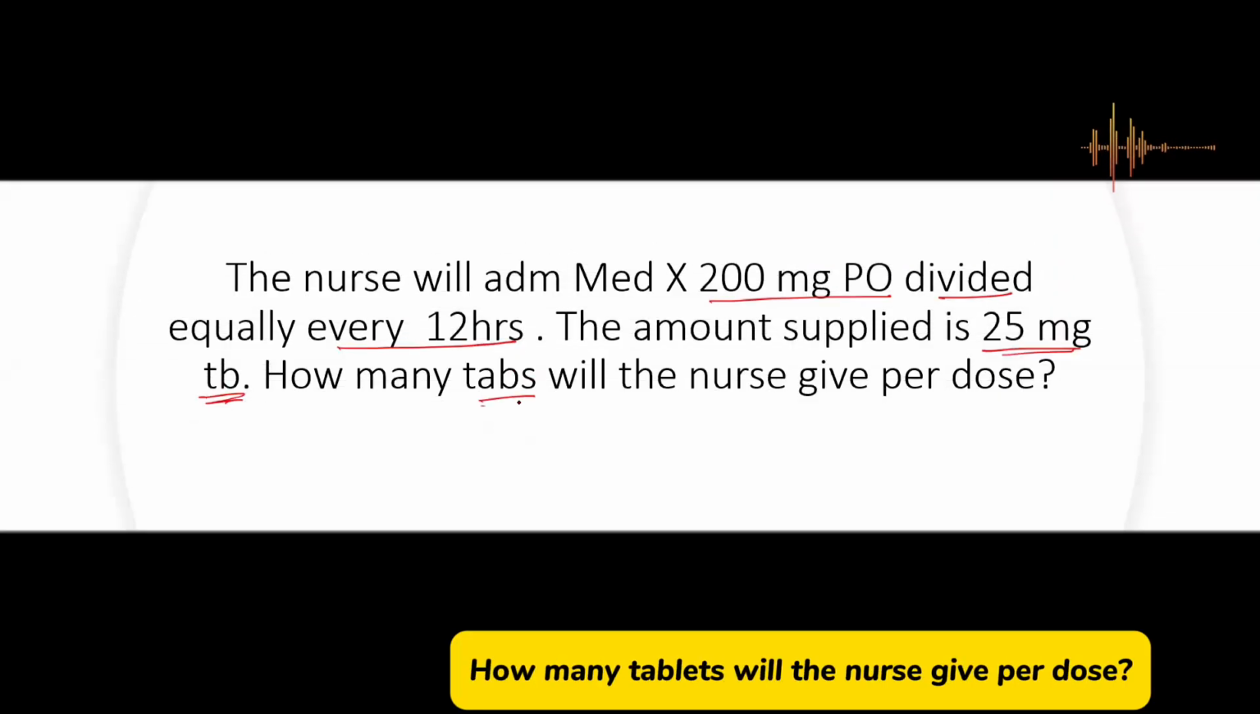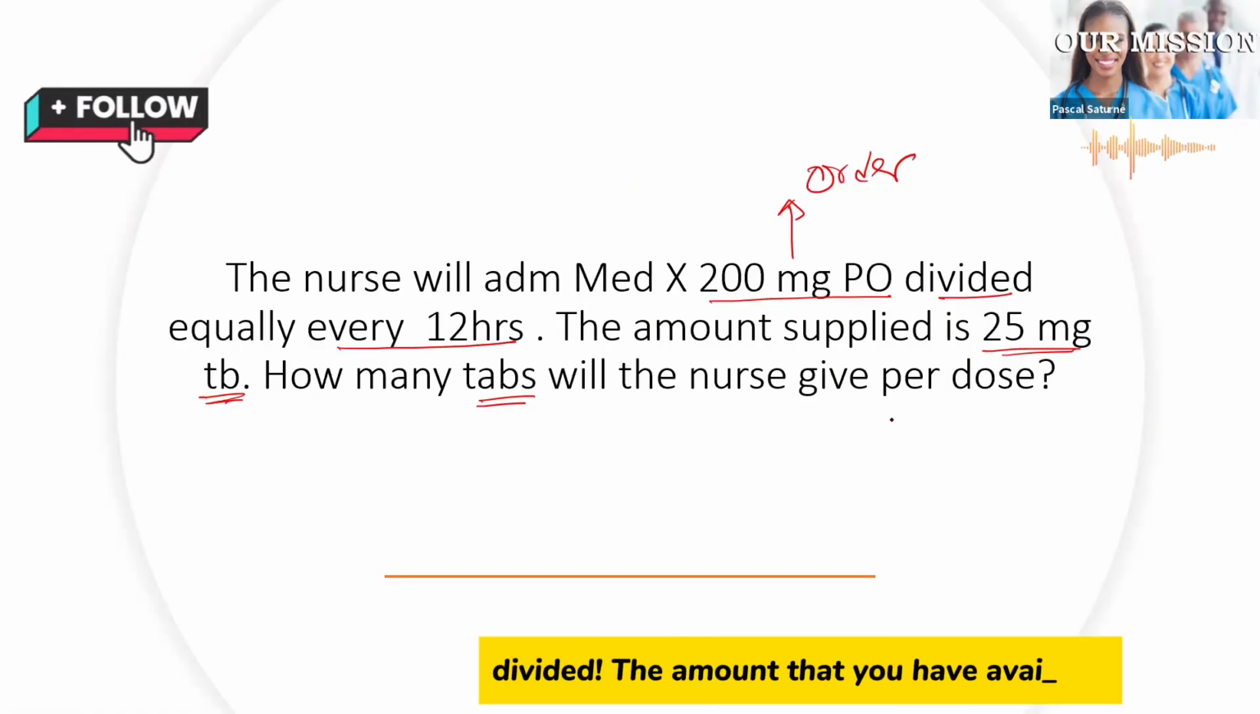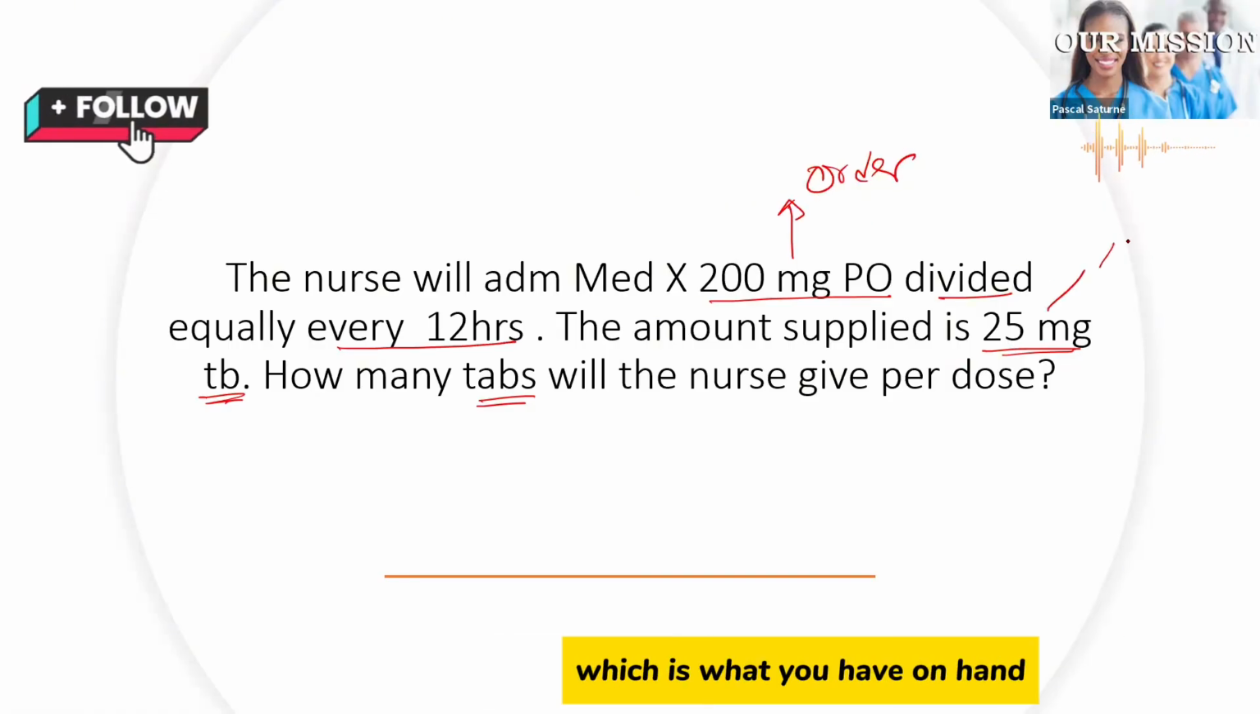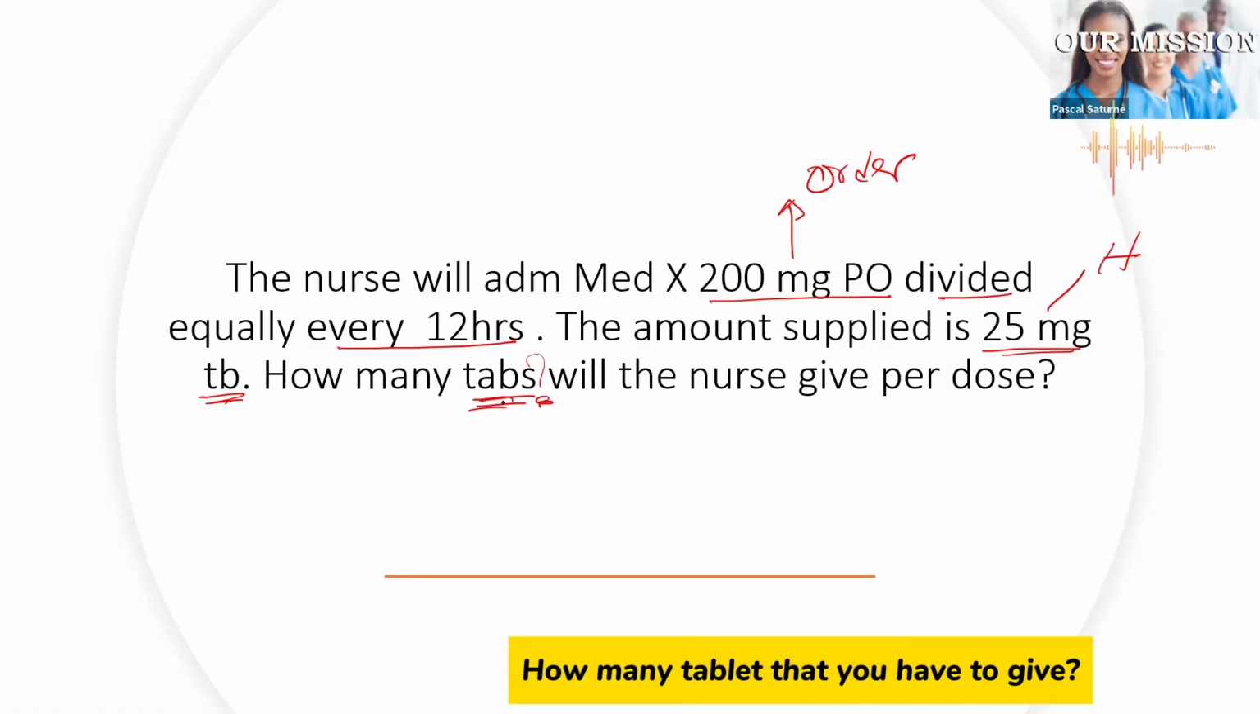How many tablets will the nurse give per dose? What's the order? You have to administer 200 milligram PO. The amount that you have available, which is what you have on hand, is 25 milligram tablet. How many tablets do you have to give?